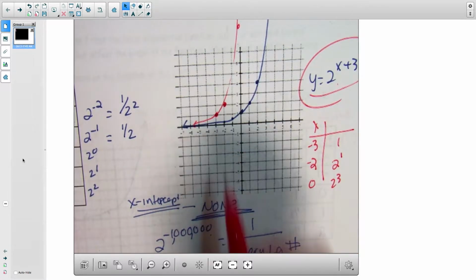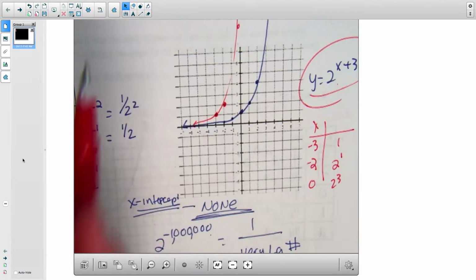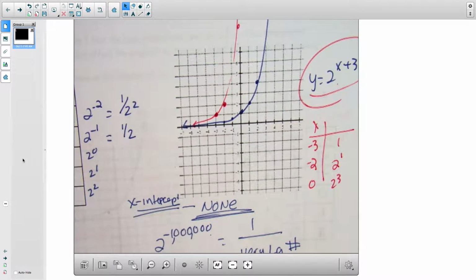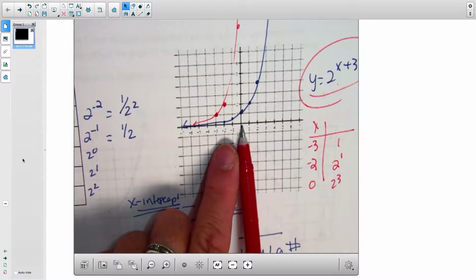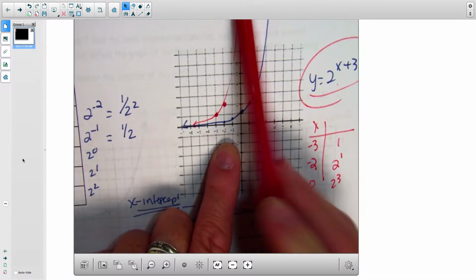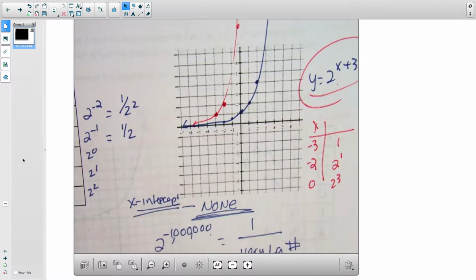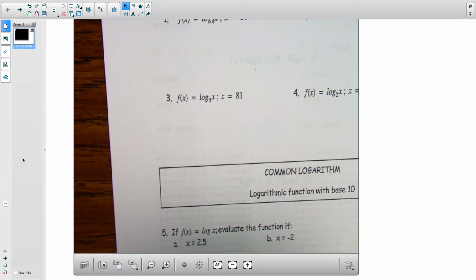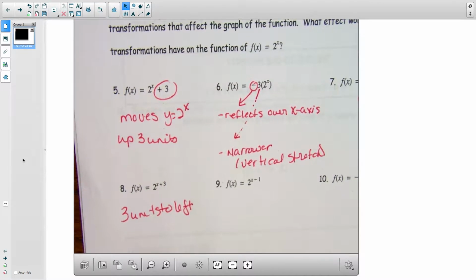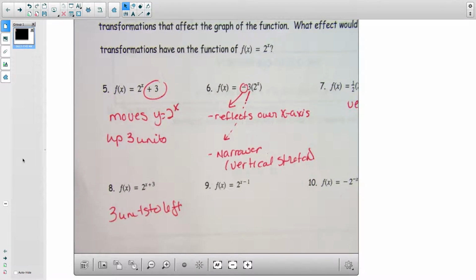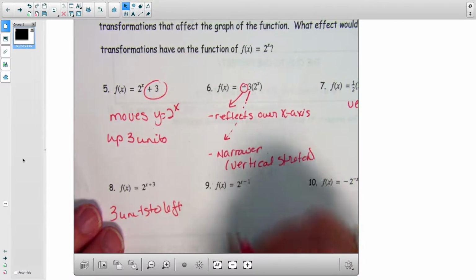So, yes, this graph is shifted over, but you are also correct in the fact that at 0, my graph is going to be bigger at that original point. Okay? Questions there? Reese, what happens here on number 9? It just moves right 1 unit. Right 1.